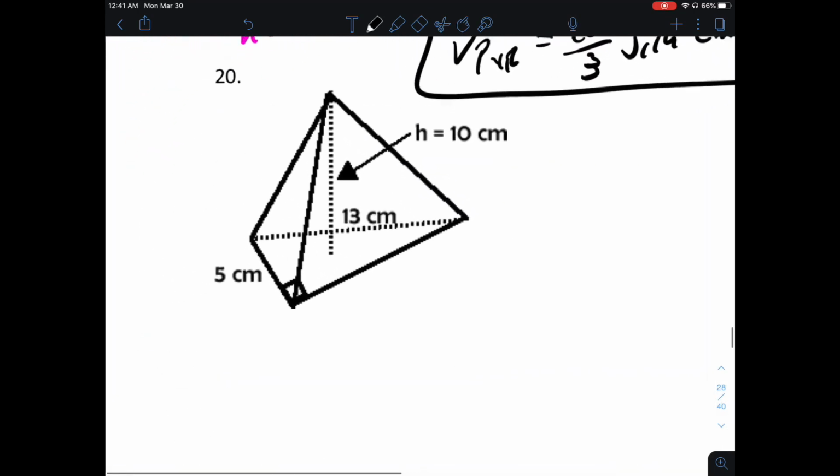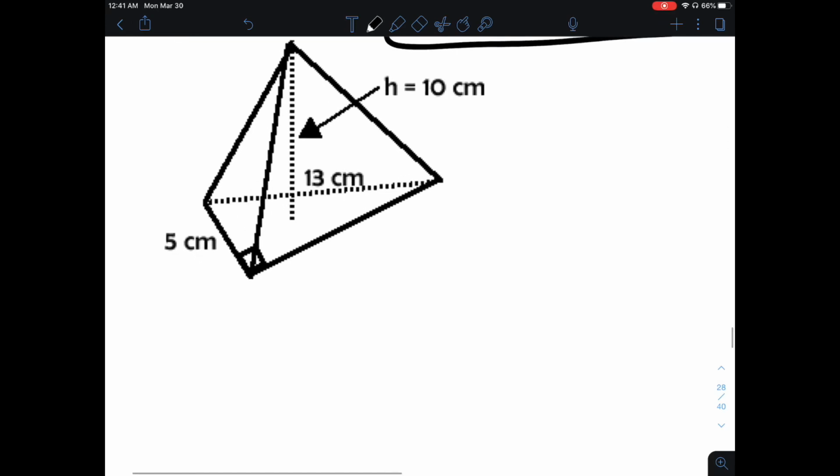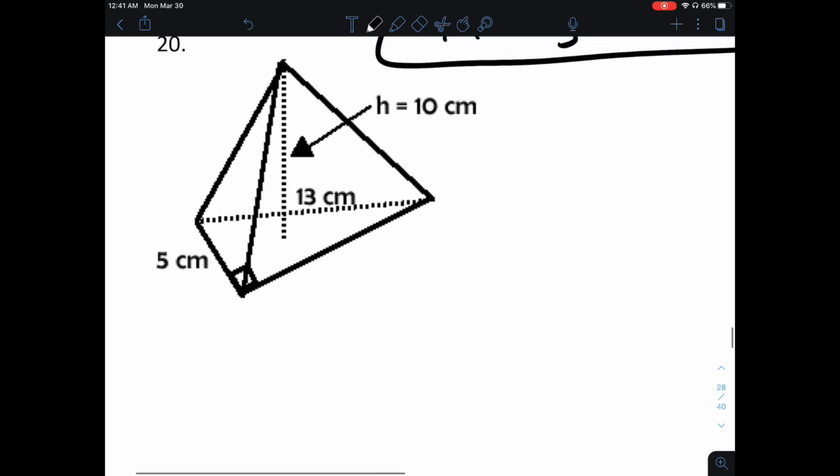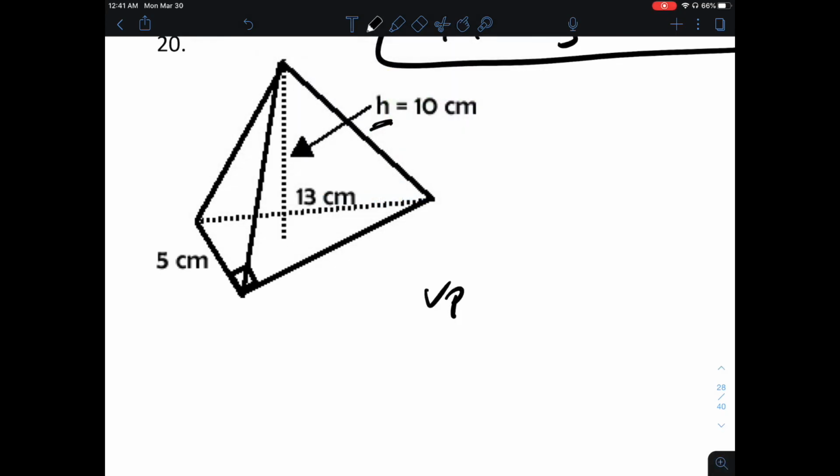Number 20. So 20 is a little different. This time we know the height. I think that, yeah, the 10 is the height, and it shows that. It says h is the height. So the volume of a pyramid, once again, is a third of the area of the base times the height. We don't know the base, but we do know the height is 10.